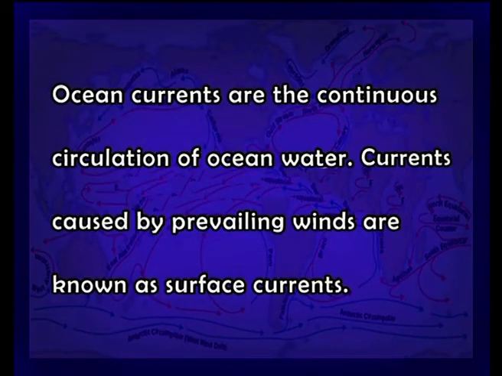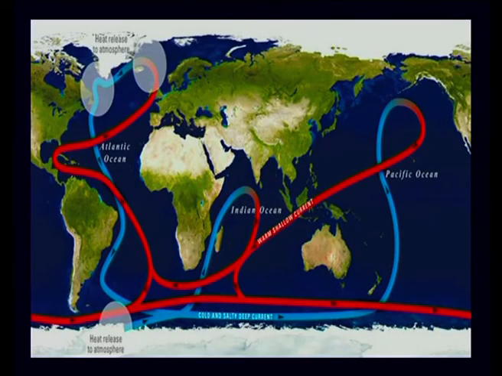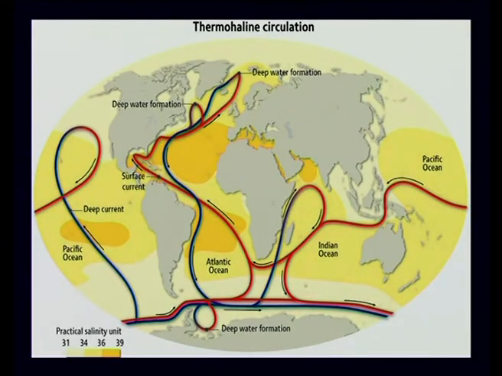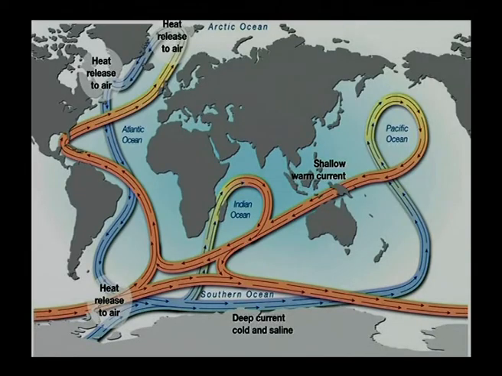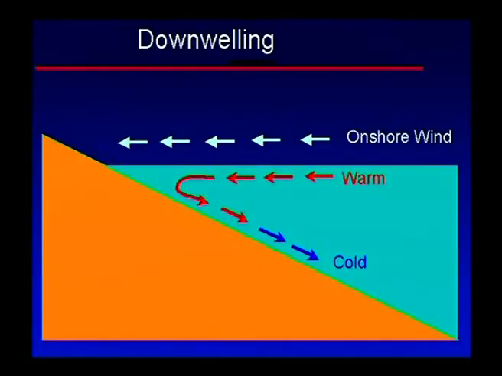Ocean currents are the continuous circulation of ocean water. Currents caused by prevailing winds are known as surface currents. The movement of these currents is predominantly horizontal. Currents caused by thermohaline circulation are called deep ocean currents. Currents are responsible for water circulation such as warm tropical water to the poles and vice versa. The vertical movement of water involves the upwelling of nutrient rich water to the surface. Downwelling is the sinking of nutrient depleted water.